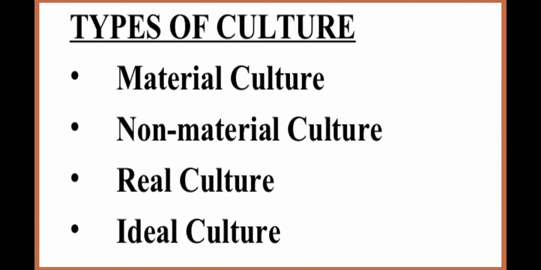Then non-materialistic culture. When we speak about non-materialistic culture, it is the culture that is followed in the form of values, like for example vegetarian and non-vegetarian, or respecting elders, respecting the young ones, maintaining a good code of conduct. So that is a non-materialistic culture which you cannot see but it exists. Real culture is the culture that is exactly followed.